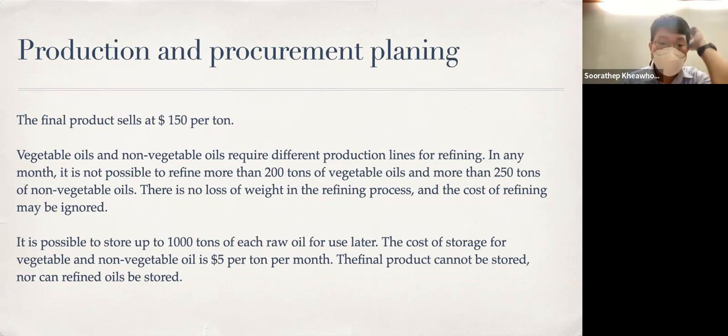And it is possible to store up to 1,000 tons of each raw oil for use later. Okay, you buy it this month and you keep it in your storage tank for the future. And the cost of storage for vegetable and non-vegetable oil is $5 per ton per month. Okay, this is the storage cost. For example, you buy it this month and you want to keep it for 1 month, you have to pay $5 per ton per month.